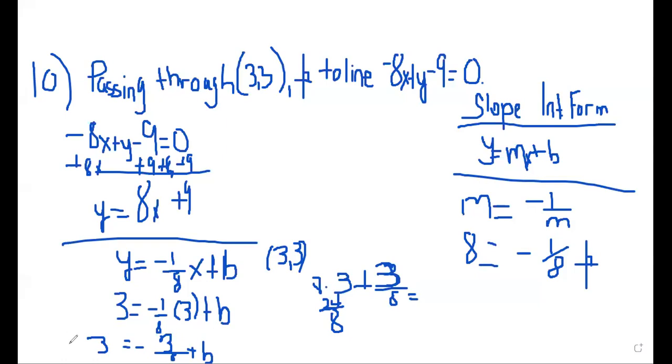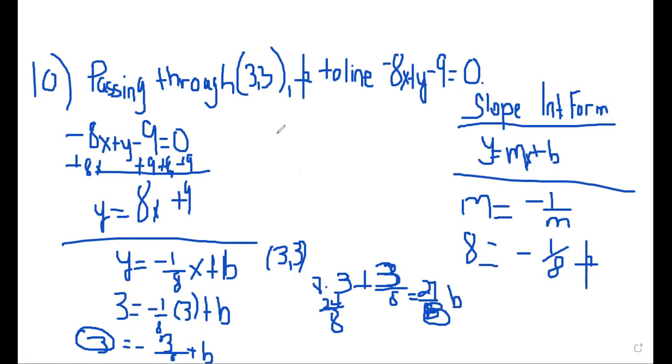So once we take negative 3/8 and add it to the other side, that becomes a positive 3/8. Then we must rename the whole number 3; we need to convert it to a fractional part. And recall that the denominator is 8. So 8 times 3 would give us 24/8. So 24/8 plus 3/8 will become 27/8. And that will now become our b. So 27/8 is equivalent to the b.